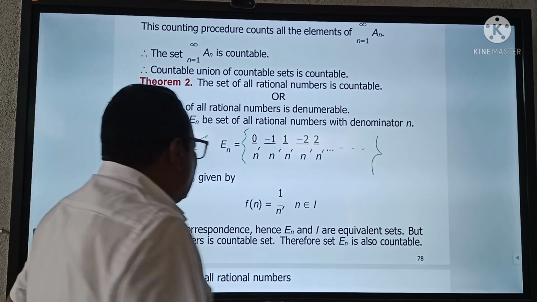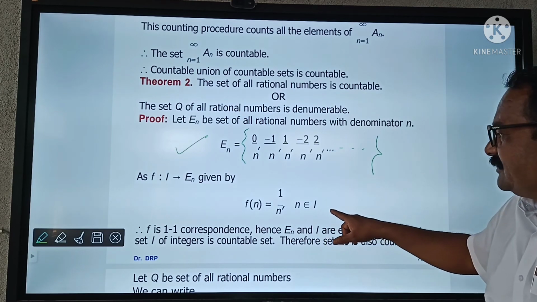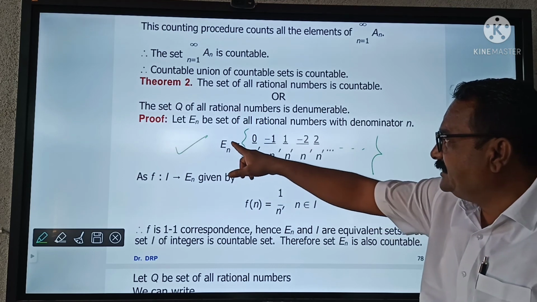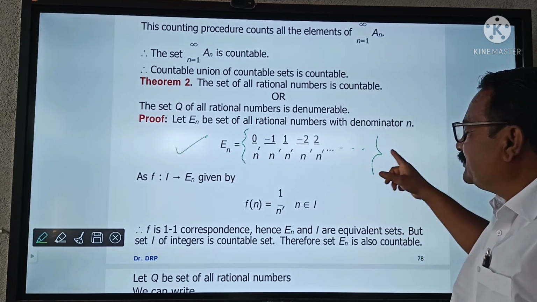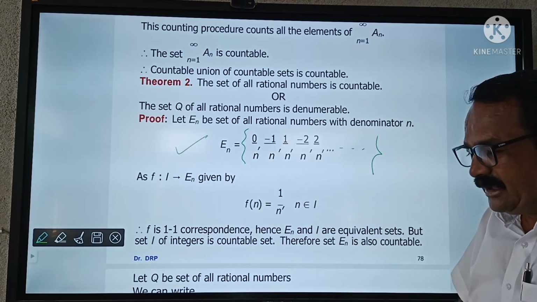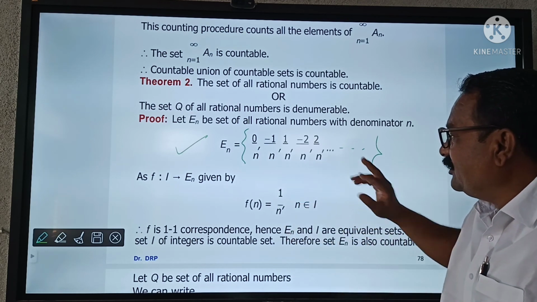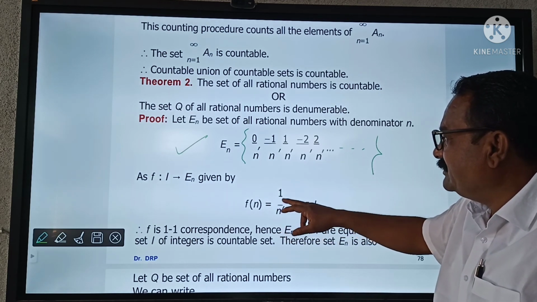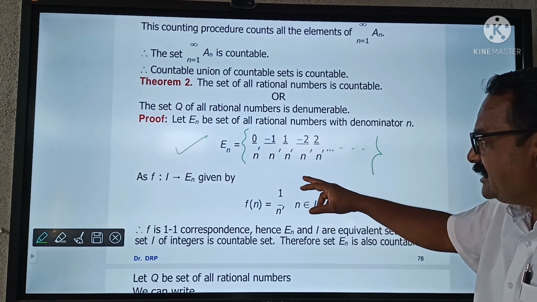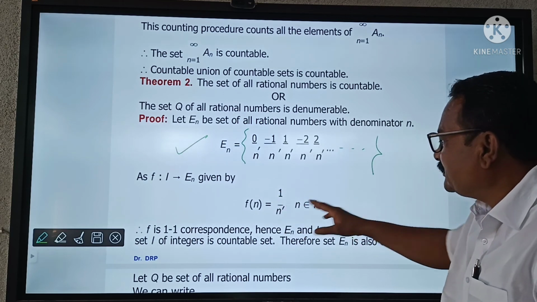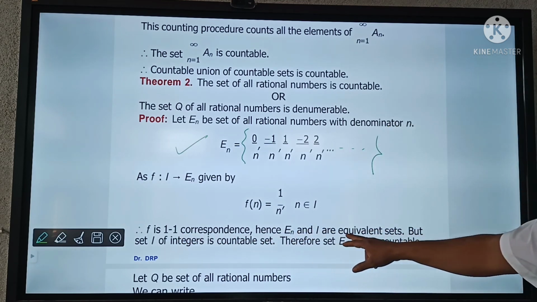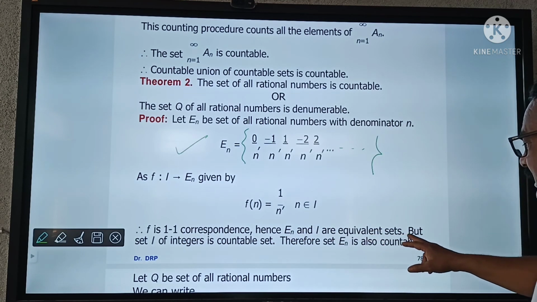Take n belonging to I, not N. See carefully. If n is 1, we get 1. So n is 1 means E1, and we get one more set, E2, another set, E3. You will get all these sets. Then see what happens there. For n equal to 1, f of 1 means 1 upon n, so we get 1. That is the 1 in E1. You will find all the rational numbers in f of n like this. So f is a one-to-one correspondence between En and I, and they are equivalent sets.